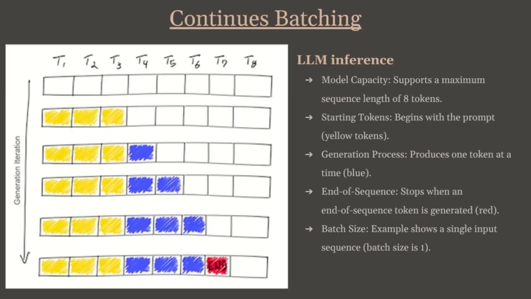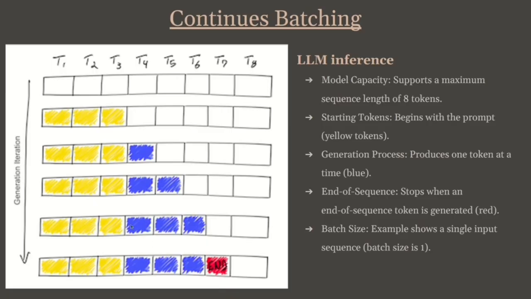Now let's talk about another mechanism used in vLLM, which is continuous batching. We use continuous batching to speed up the generation process. So first let's understand this image. Here we have T1, T2, T3, T4 up to T8, which represents the time steps. And we have our yellow blocks, which means our input prompt. Then we have some blue blocks, which represent the generated tokens. And then in the end, we have a red one, which shows the end of generation.